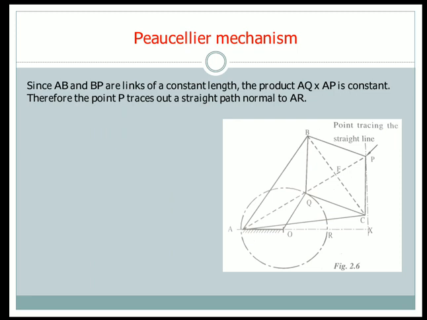Since AB and BP are links of constant length, they are links of fixed length. They are not the same, but they are fixed. The product AQ into AP will be constant. Therefore the point P traces a straight line normal to AR. That is, the point P traces a straight line PX which is perpendicular to AR. So this is an example of straight line motion mechanism. In the next video we shall discuss the next mechanisms. Thank you guys.